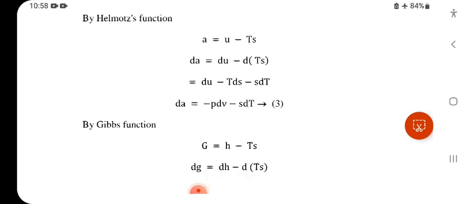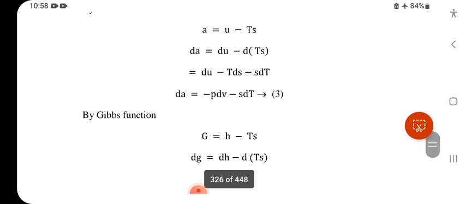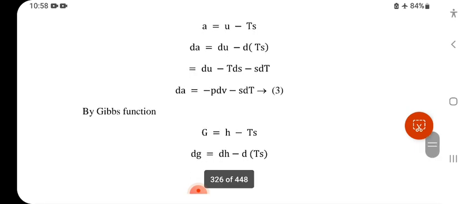By the Helmholtz function, A is equal to U minus TS, therefore we have to apply dA equal to dU minus d(TS). We apply in this equation dU minus TdS minus SdT. So, rearranging the parameters, dA equal to minus PdV minus SdT. That is called the third equation of the Maxwell.